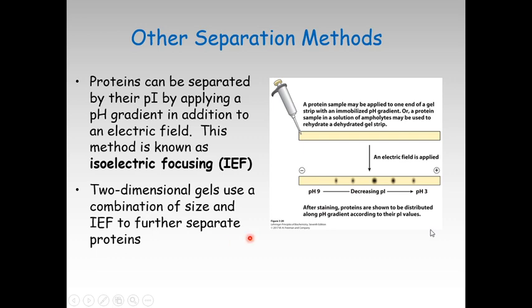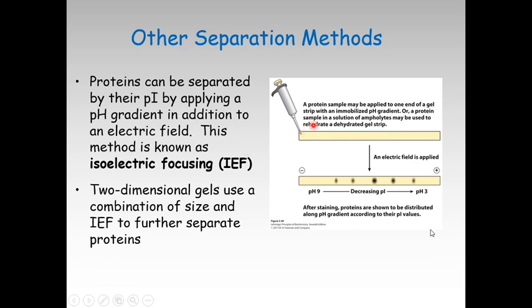Other separation methods include isoelectric focusing, or IEF, and two-dimensional gel electrophoresis. Proteins can be separated by their isoelectric point by applying a pH gradient in addition to an electric field. This method is known as isoelectric focusing. This method is slightly different from SDS gel electrophoresis in the sense that this does not use size but uses a pH gradient in addition to the charge that is being applied.